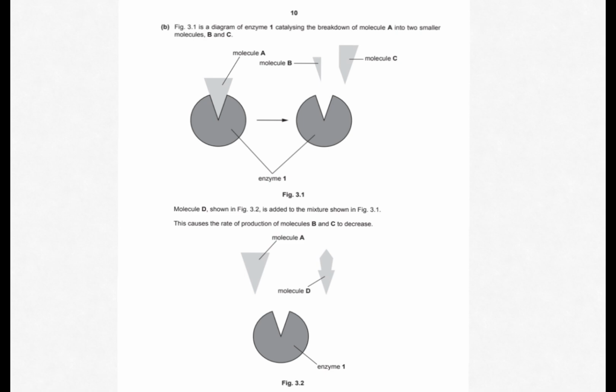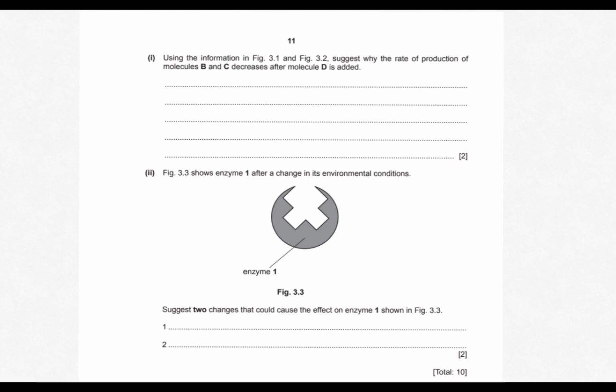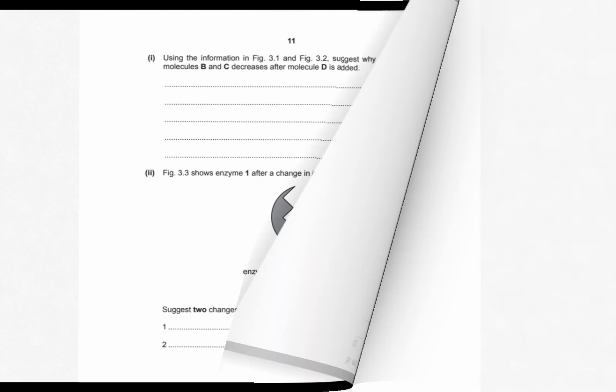They then say molecule D, shown in figure 3.2, is added to the mixture shown in figure 3.1. This causes the rate of production of molecule B and C to decrease, meaning that the enzyme won't be able to break down molecule A as quickly as it did in the first reaction. On the next page, the first question asks, using the information in figure 3.1 and figure 3.2, suggest why the rate of production of molecule B and C decreases after molecule D is added. So we can go back to the previous page.